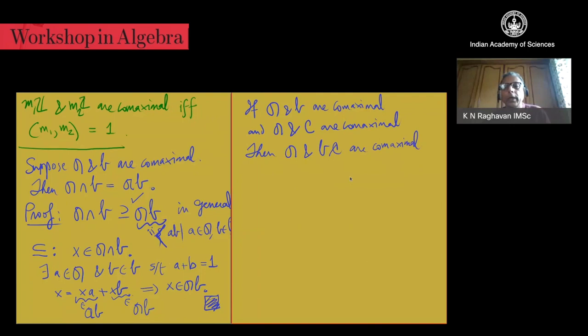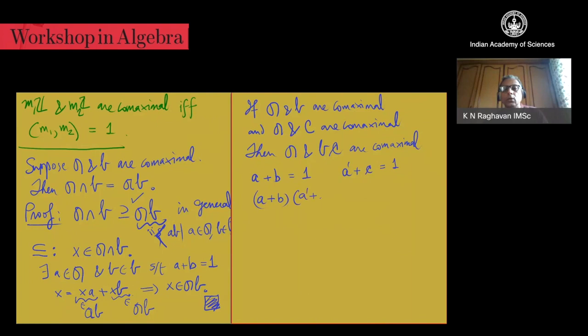Well, if A and B are co-maximal, then I know A plus B is equal to 1. If A and C are co-maximal, then I know that A prime plus C is equal to 1. Let me not use the same A, because the element that appears here and the element that appears here could be the same. Now, let's multiply these equations. Then I get A plus B times A prime plus C is equal to 1, right?